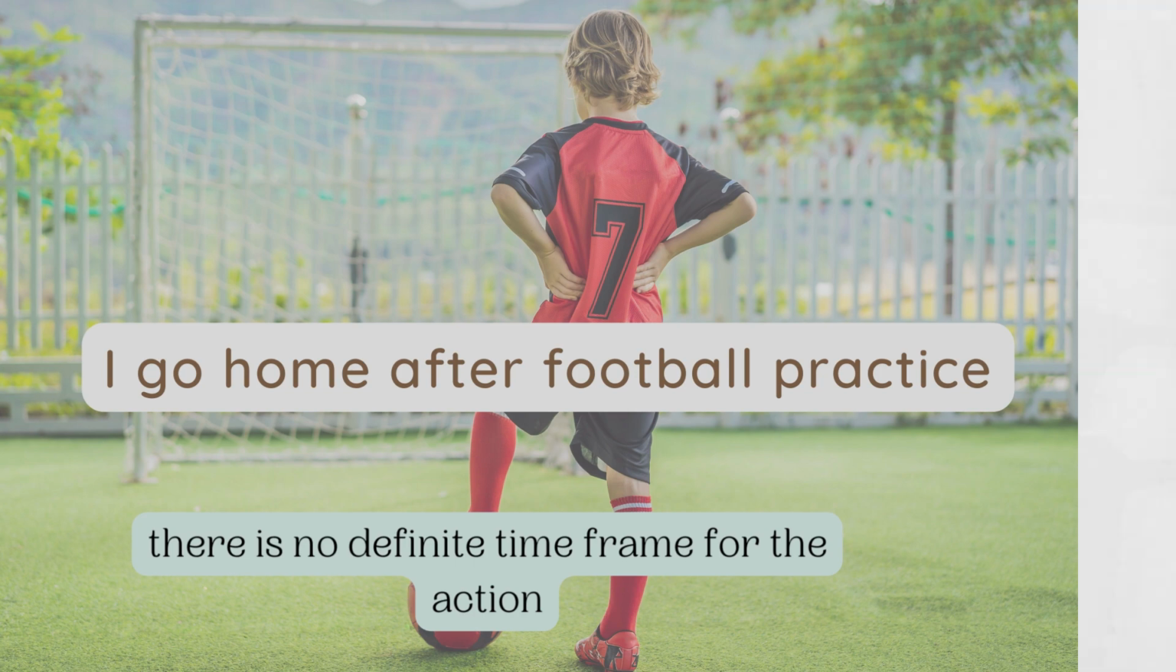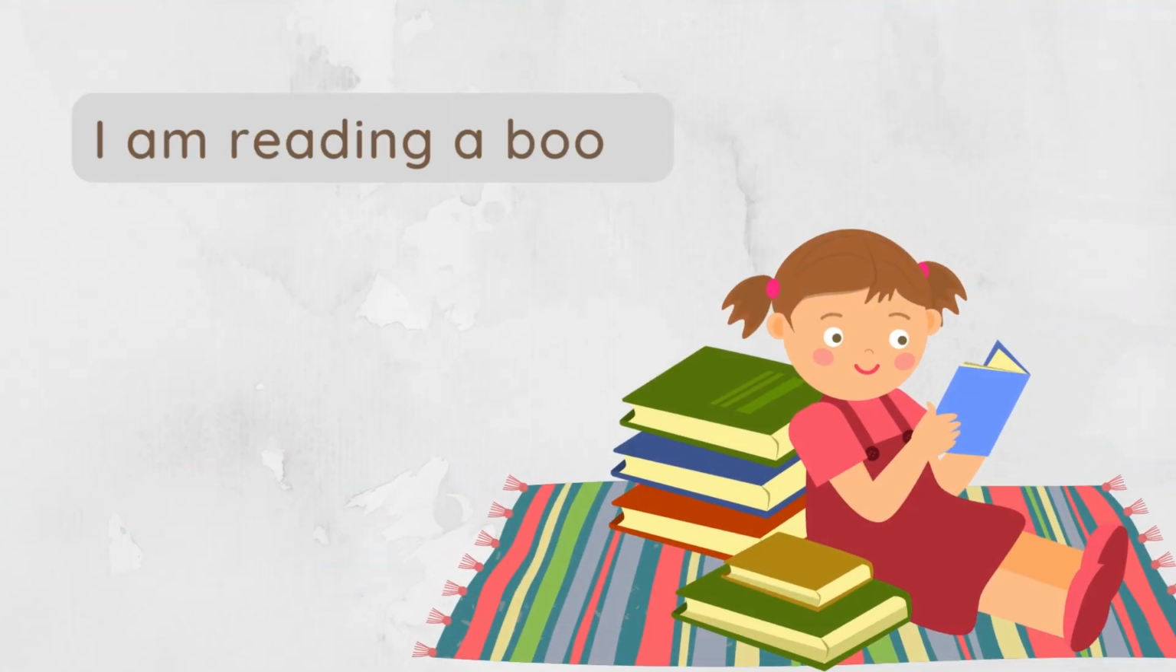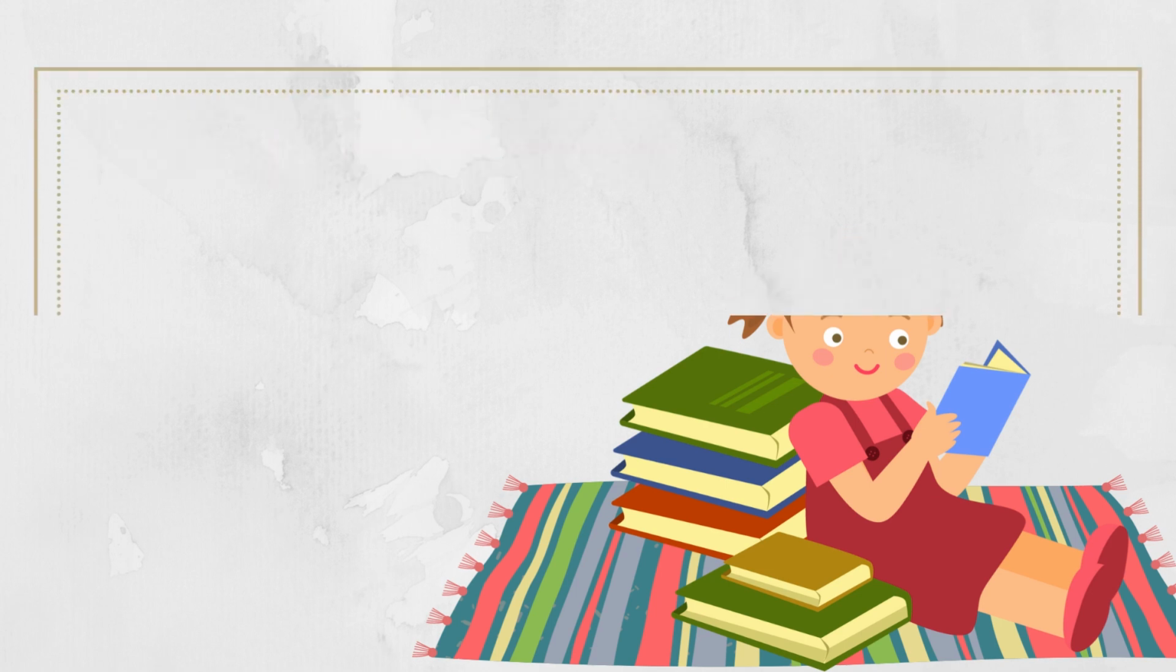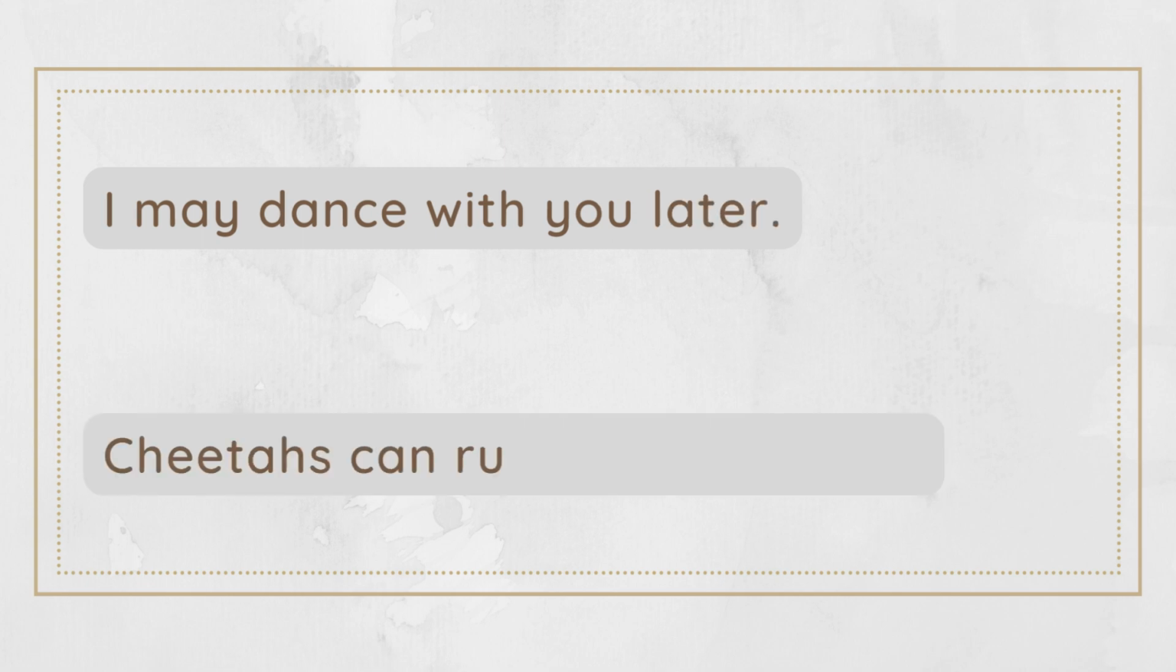Let us take another example. In the sentence, I am reading a book, the auxiliary verb am is used with the main verb reading to indicate present tense. Here are some more examples where auxiliary verbs are used. I may dance with you later. Cheetahs can run incredibly fast. In these sentences, may and can are the helping or auxiliary verbs.